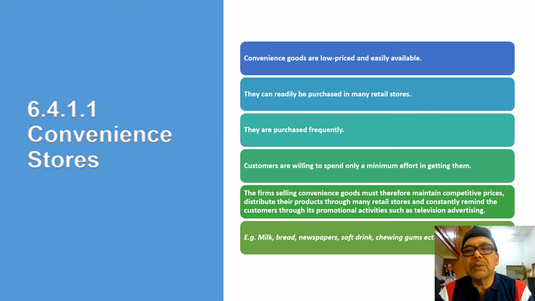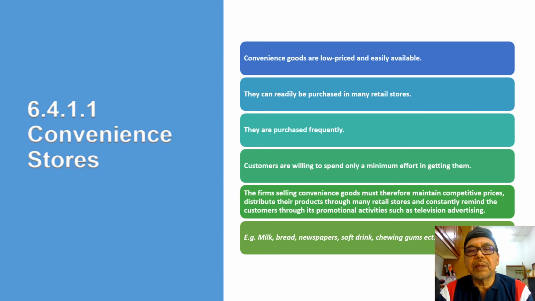Convenience goods are low price and easily available. Convenient, as mentioned just now, is for like fast food. This fast food is sold in the convenience store. Like the fast food, it is also cheap. This convenience good in the store is also a low price product. They can readily be purchased in many retail shops.